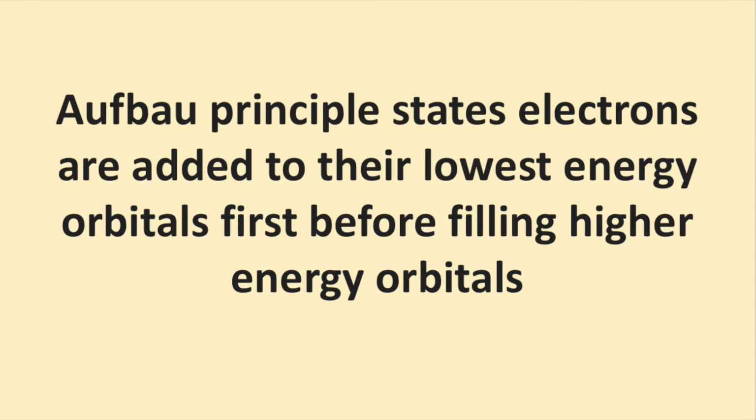As we continue to write these electron configurations, we will begin to run into an issue of which energy levels or orbitals we fill first. The Aufbau principle states electrons are added to the lowest energy orbitals first before filling higher energy orbitals. So we are essentially building up the electron configuration.